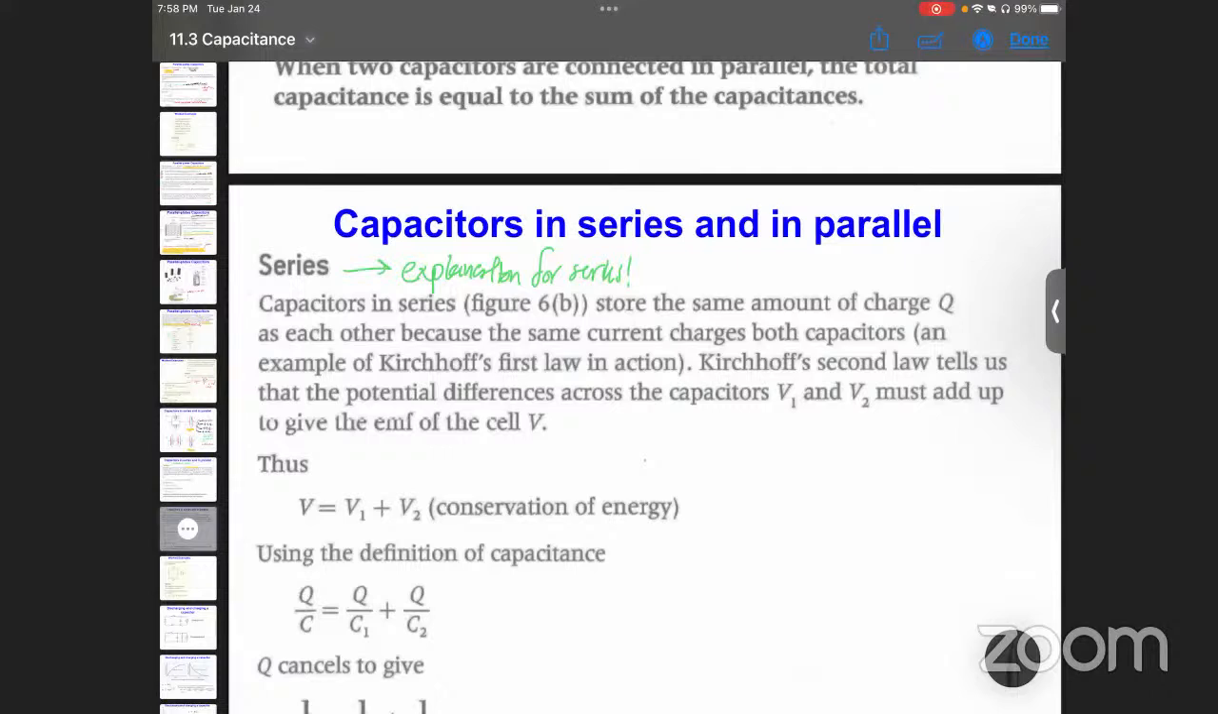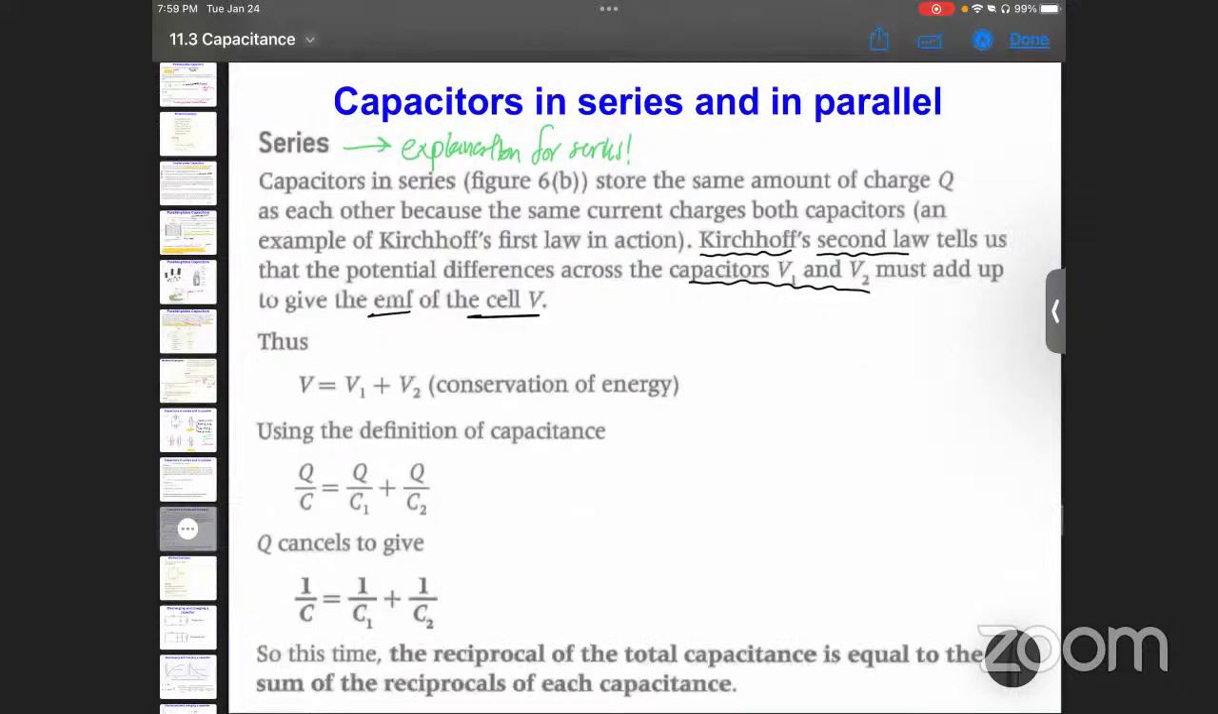Why are you mentioning Kirchhoff's law? It says here, Kirchhoff's second law tells us potential differences across capacitors V1 and V2 must add up to give the EMF. Why does he have to say that? I'm not sure why he has to say that. But the Kirchhoff law is no.